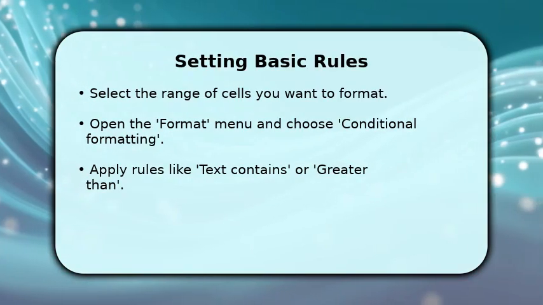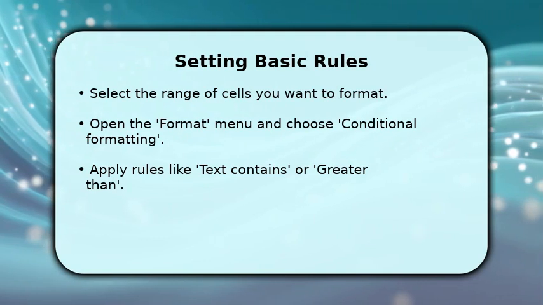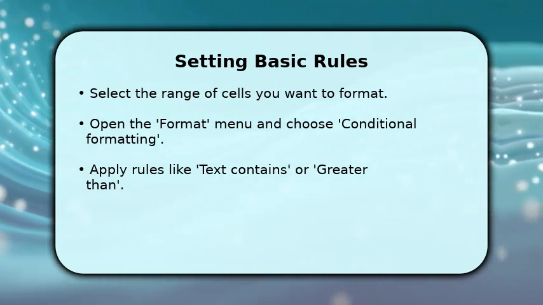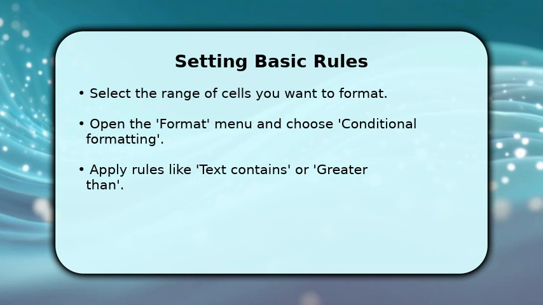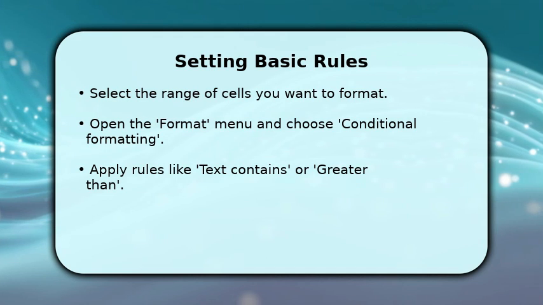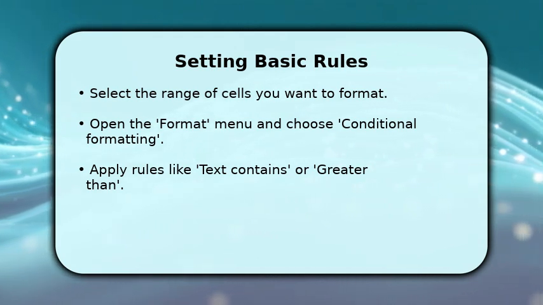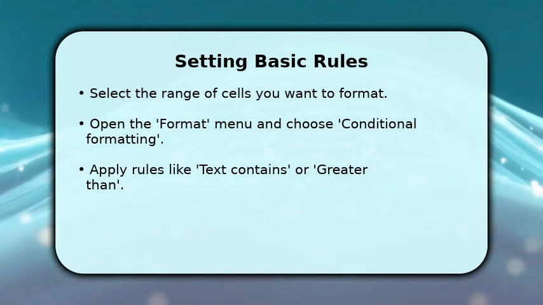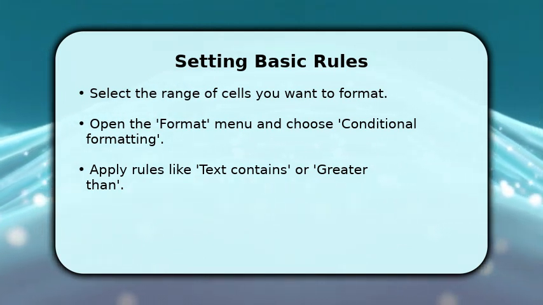To begin, select the cells you wish to format. Then, navigate to the Format menu and select Conditional Formatting. A sidebar will appear where you can define your rules. Choose a condition, like text contains or greater than, and specify the value. Finally, pick a formatting style, such as a light green fill or bold text, to make your data stand out.